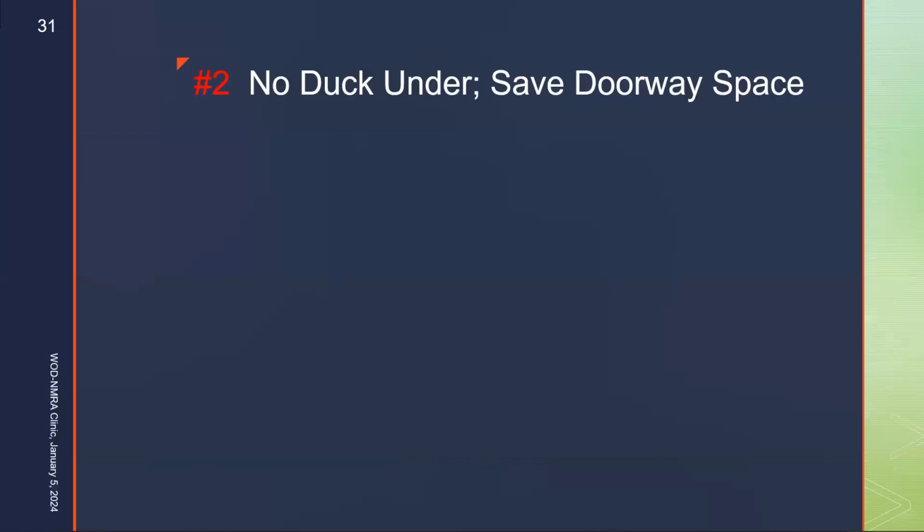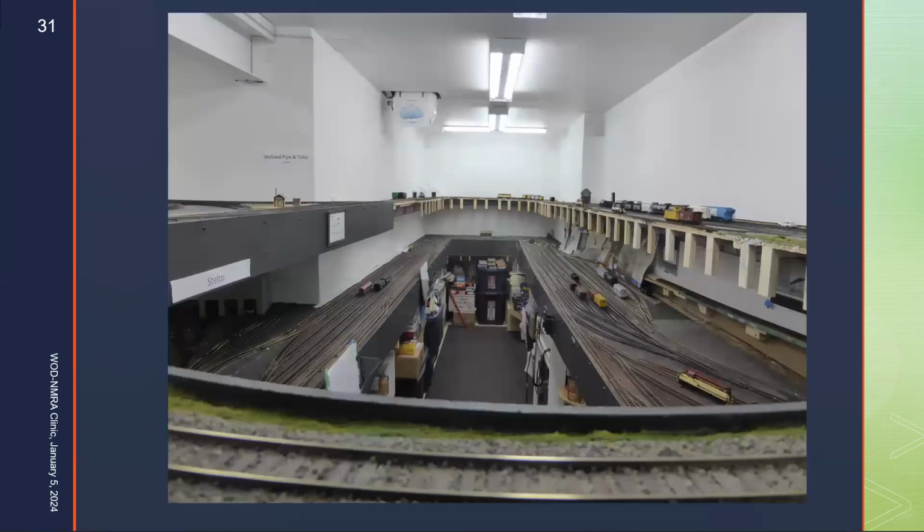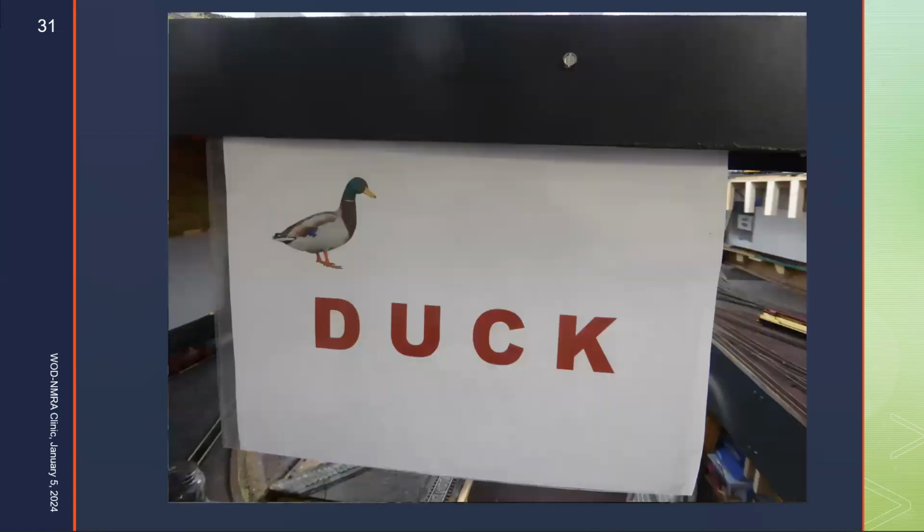No duck under, I said, was really something I needed for my body, and just to make entry and exit from the room a lot easier. So this is what you would see if you came to the doorway today. You're looking over the upper deck, of course. This is at 61 inches. There is a bit of a duck, but I can handle it not too badly without straining my lower back.